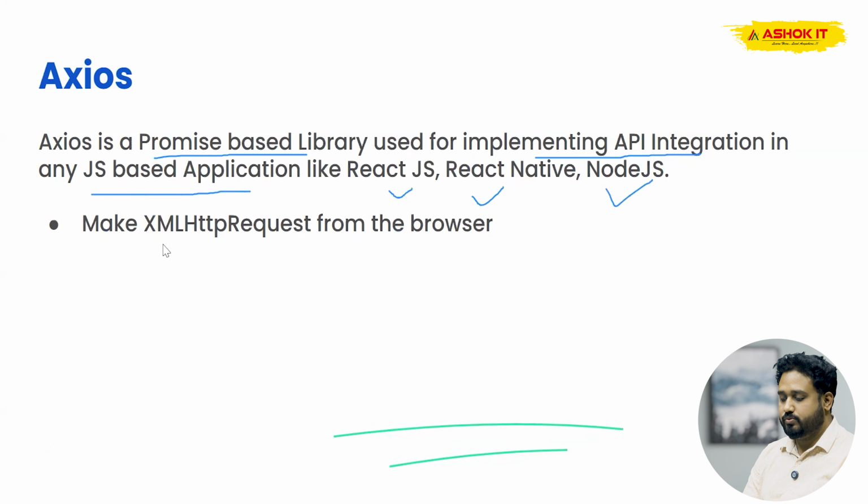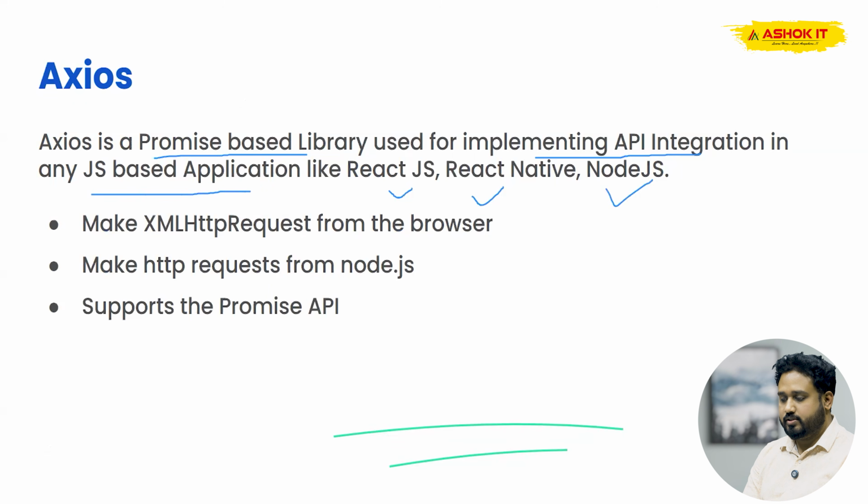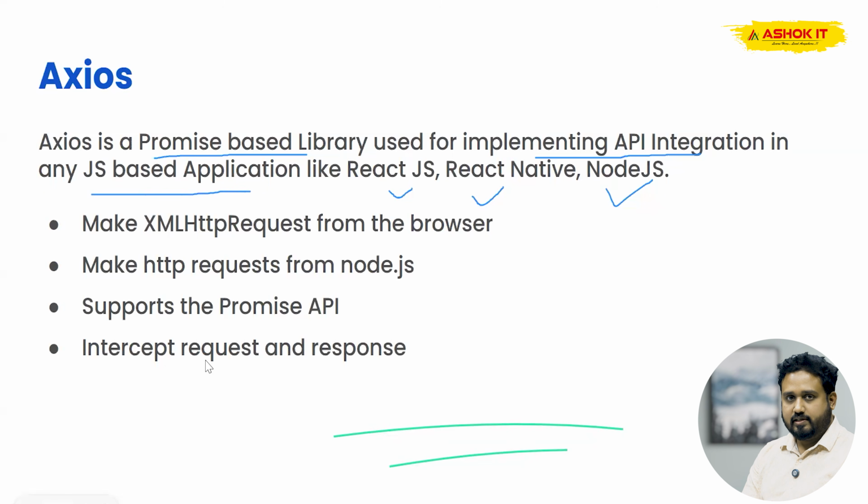Axios helps us to make XMLHttpRequests from the browser. Using this Axios, we can make HTTP requests from Node.js. It supports all the promise APIs. It helps us to intercept requests and responses. Intercepting a request means that whenever we send a request, before it reaches the destination, we can access that request, and if we want, we can modify that request before it reaches the destination.